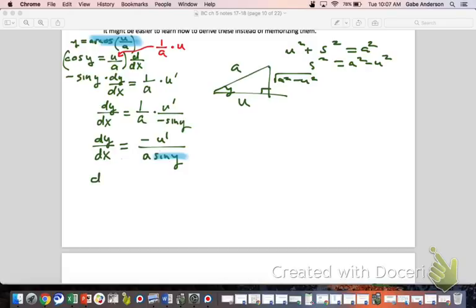So this will actually take us right to the finish line. dy/dx equals negative u prime over a times opposite over, look at that, hypotenuse. See ya later. And we got it, don't we?